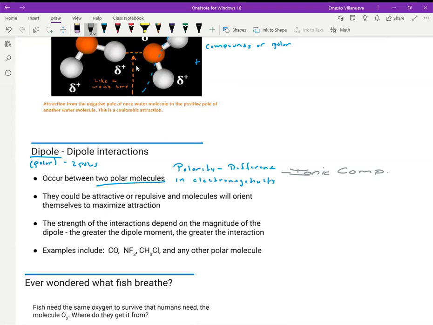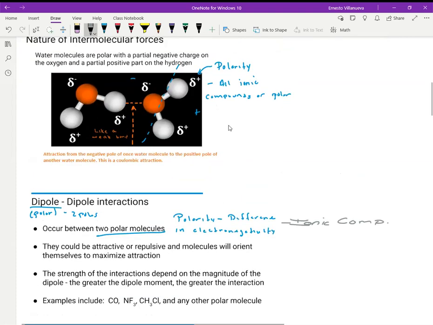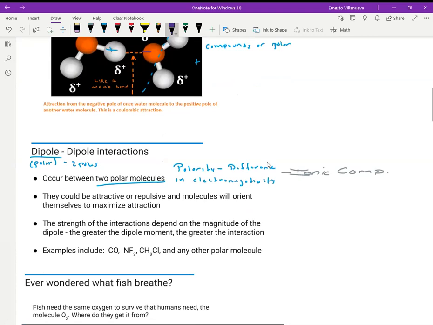So here we have water, as you can see. We have the distinctly positive side of the water molecule being attracted to the distinctly negative side. I'm going to write that with a slightly different color so we can see it better. And that attraction in water is a hydrogen bond, but it is a dipole-dipole interaction. Dipolar, that's what it means.